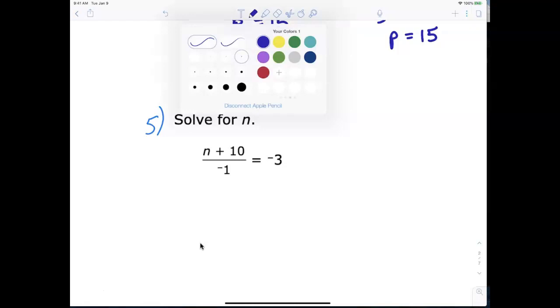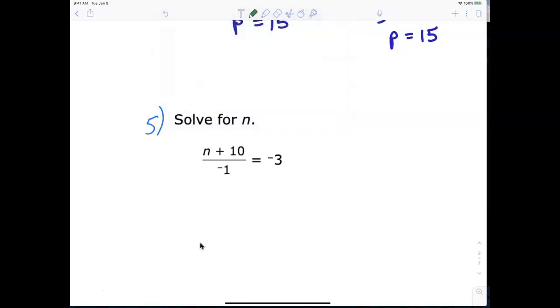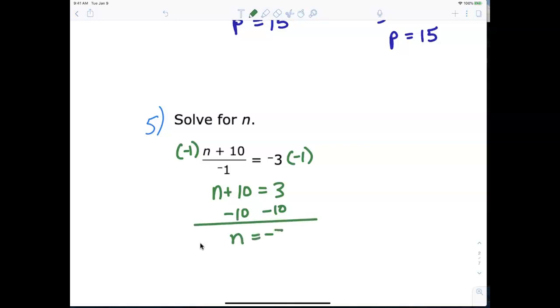Now again, here we have dividing by -1, so I can multiply by -1. So now I have n plus 10 equals 3. Subtracting 10. So now I have n equals -7. All right, very simple.